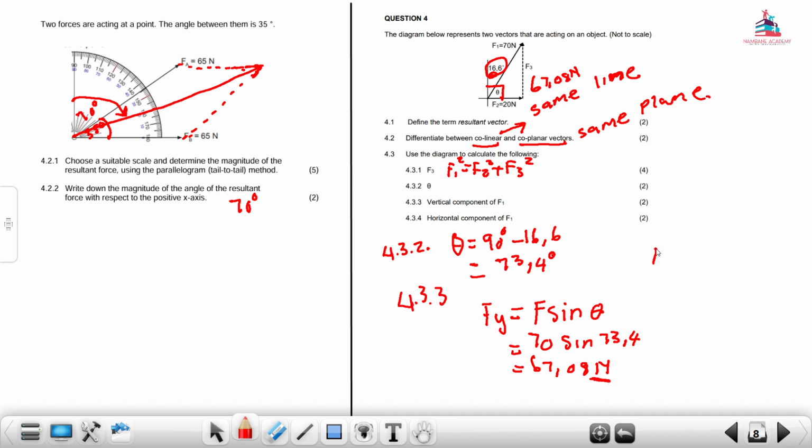Then for the horizontal component, you're going to say Fx is equal to F cos theta. What is our force? 70 cos. What is our angle from the x-axis? It is 73.4, which is going to be 20 newtons.